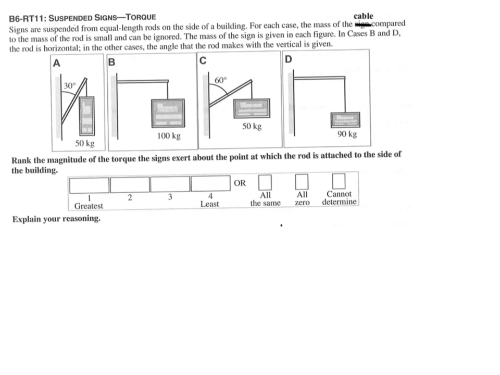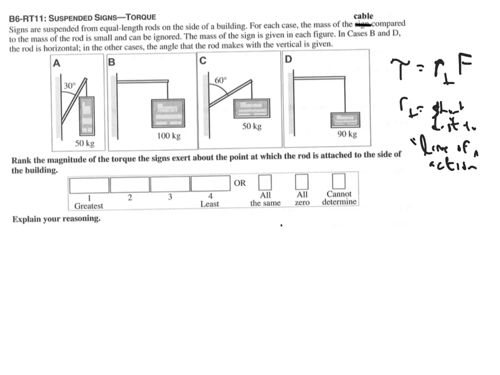side of the building. So we want to figure out the torque around the pivot point in each case. And so we're going to come back to, as always, that the torque of something is the r perpendicular times the F, where r perpendicular equals the shortest distance to the line of action. What is the line of action? The line of action is the line containing the force we're talking about.